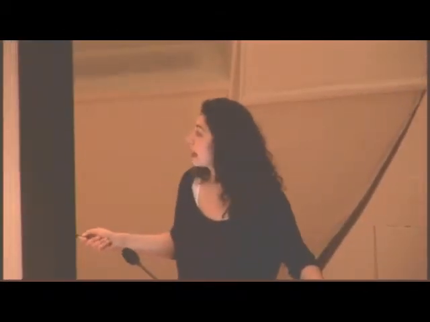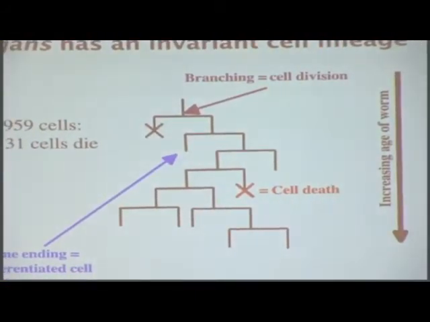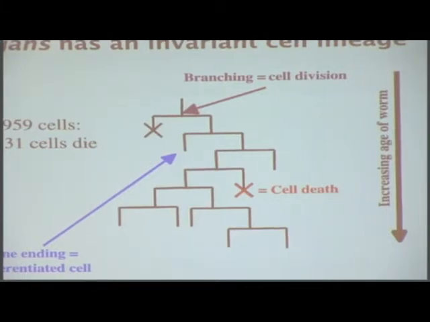Differentiated state means that it has a certain identity. For example, this could be a muscle cell or an intestinal cell. Its sister cell continues to divide, and one of these cells dies. Then you just continue along this pattern for the entire lifespan of the organism until it reaches adulthood.